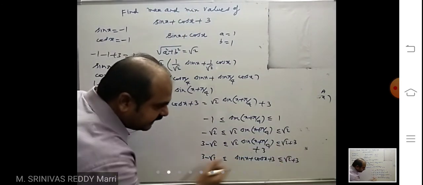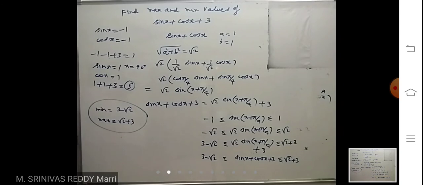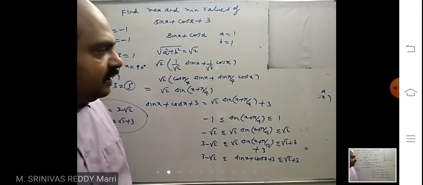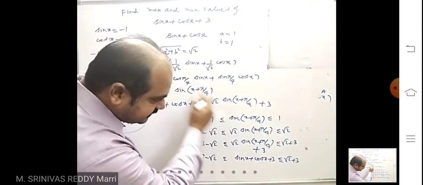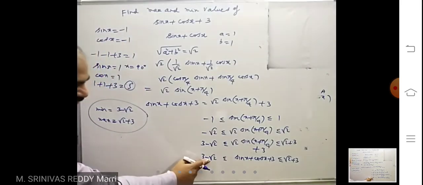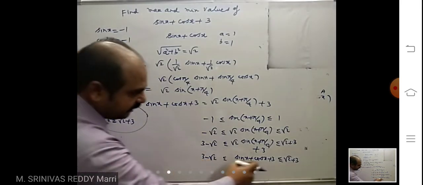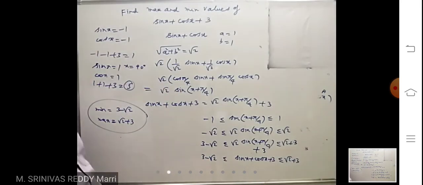You have to proceed like this whenever you want minimum and maximum values. So the minimum value here is 3 minus root 2, and the maximum value is 3 plus root 2.